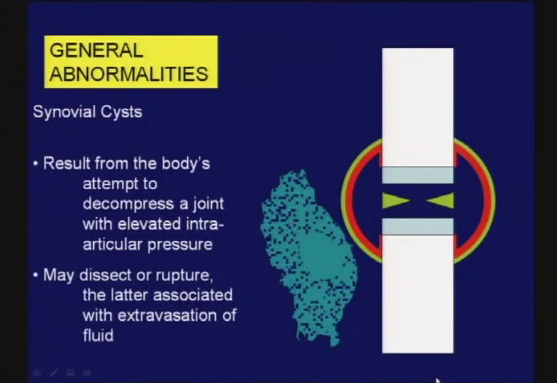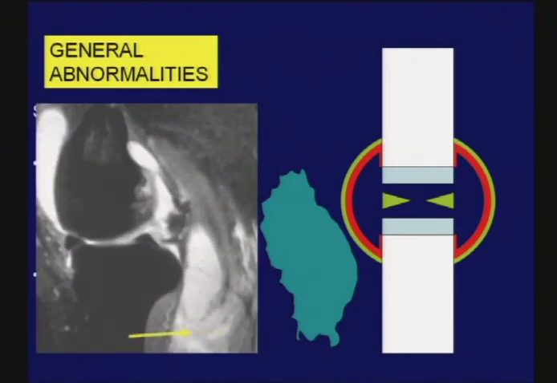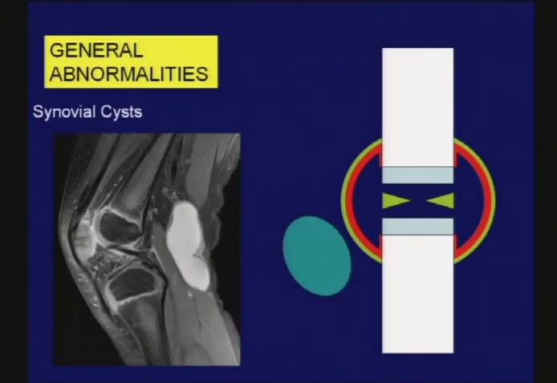These cysts may dissect, remaining contained, or they may rupture. And here's an example of escape of fluid behind into the calf. Sometimes they rupture in a retrofemoral location. The symptoms are somewhat different. When they extend downward like this, the clinical findings resemble those of thrombophlebitis.